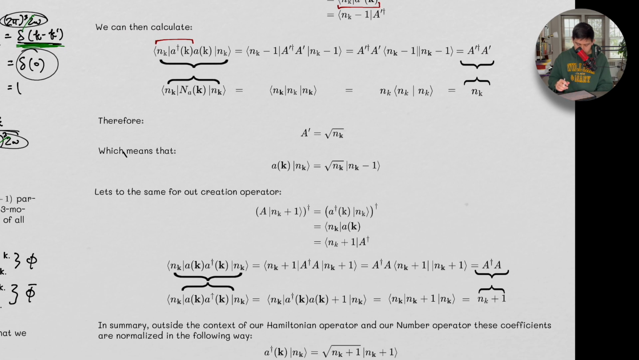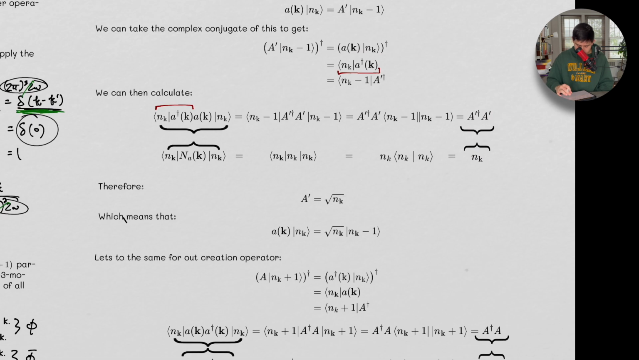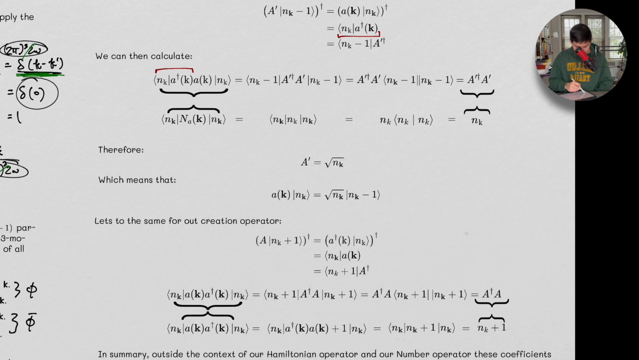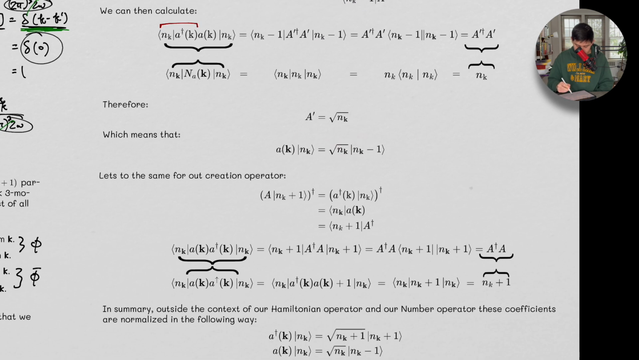And therefore we have this, because A prime then has to be the square root of that. Because it's squared, it has to be this. And so that means we have this, so this coefficient is now placed in here.